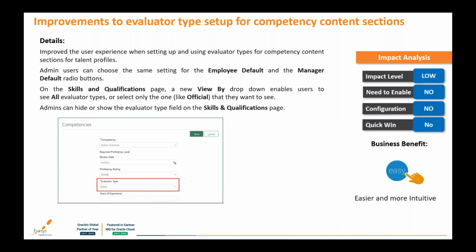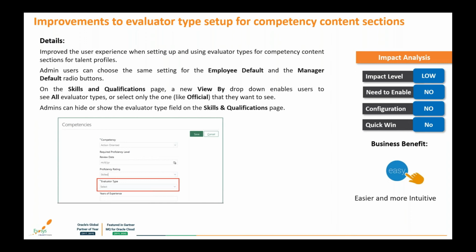Now, once in the skills and qualification page, HR goes and selects the competency for a specific employee. In the evaluator type field, it doesn't default to official. So they can select whatever was the request and then accordingly provide that value and submit it.